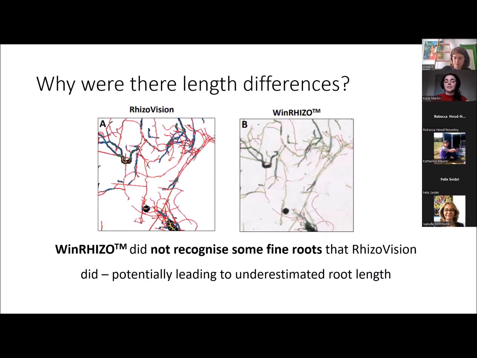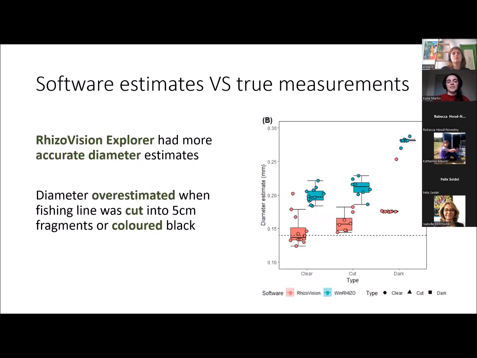We could also see that WinRhizo in some of our root samples was not recognizing some of the fine roots that Rhizovision did. So you can see in some of the middle sections, there's parts that WinRhizo is skipping. So this could potentially explain why there is an underestimation of root length.